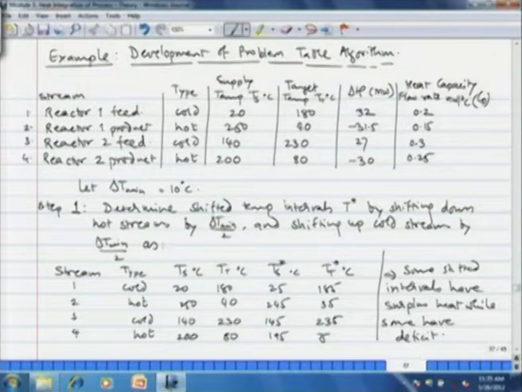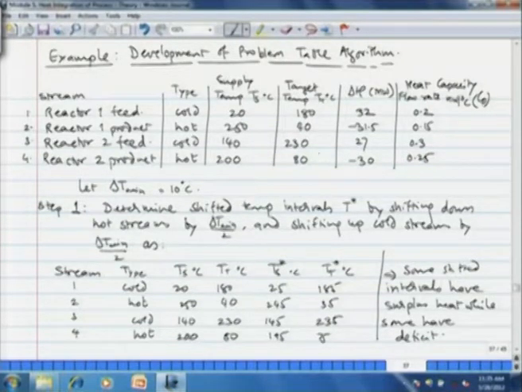We shall see exactly the same problem as in the previous lecture. The two reactors with different feeds and products, and we shall try to determine the minimum hot utility and minimum cold utility using the problem table algorithm. So I have given here the stream data again.